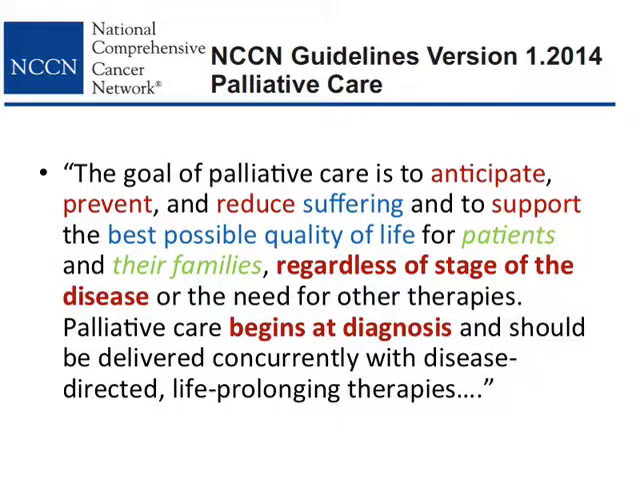I want to read this slide for you. This is the NCCN guideline on palliative care. The goal of palliative care is to anticipate, prevent, and reduce suffering and to support the best possible quality of life for patients and their families, regardless of the stage of the disease. And palliative care begins at the time of diagnosis. So it's not palliative care when we don't have any option. And it's not just for the patient, it's for the family as well. And it's to support them and reduce suffering.